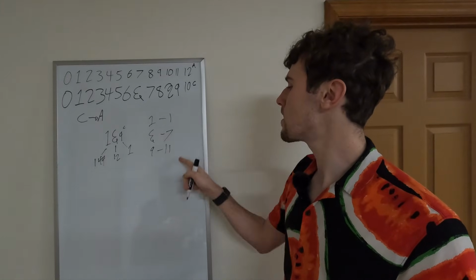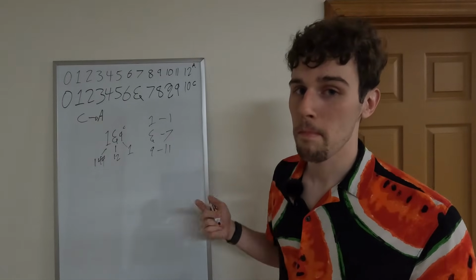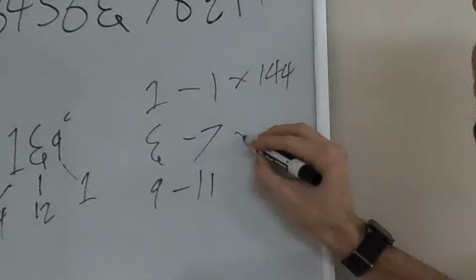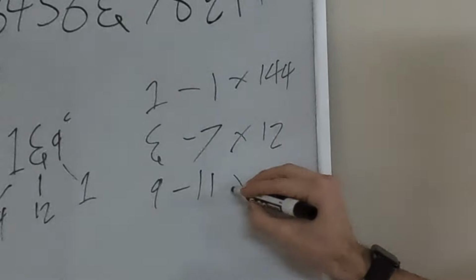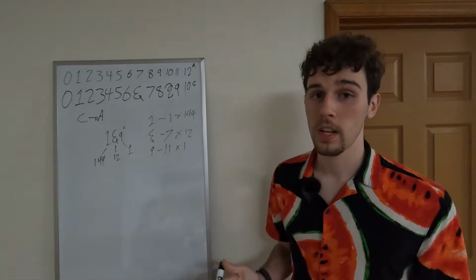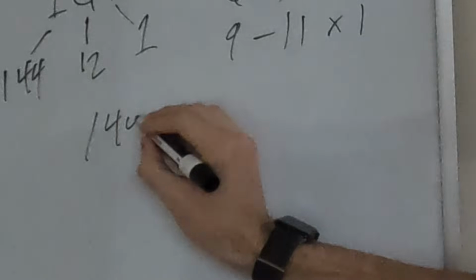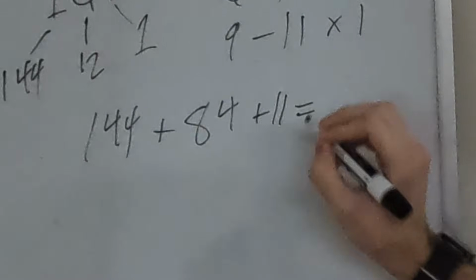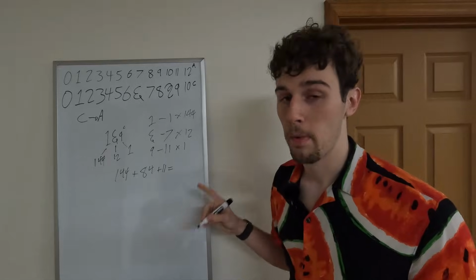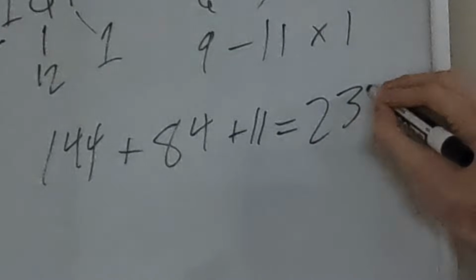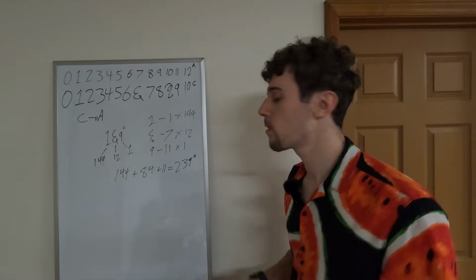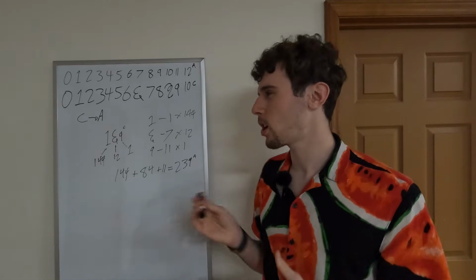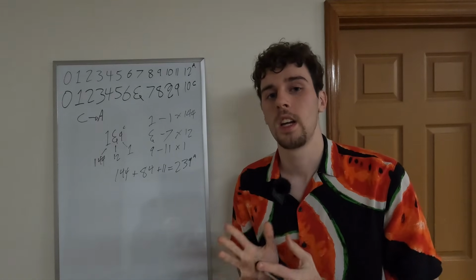So now that we have these numbers, now we're going to want to multiply them by their respective place. So 1 gets multiplied by 144, 7 gets multiplied by 12, and 11 gets multiplied by 1. And what you're going to end up with is 144 plus 84 plus 11. And then what this equals will be your Arabic number, which is 239 in Arabic. And so now we have successfully converted Kuvan into Arabic. And you might think that's pretty complicated. Once you learn it, it's actually kind of easy. It's actually really fun if you like math.